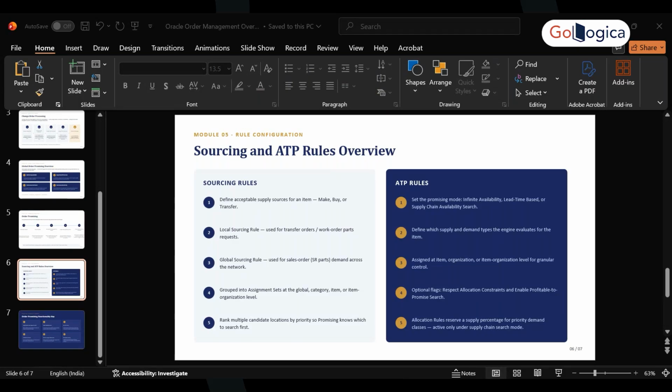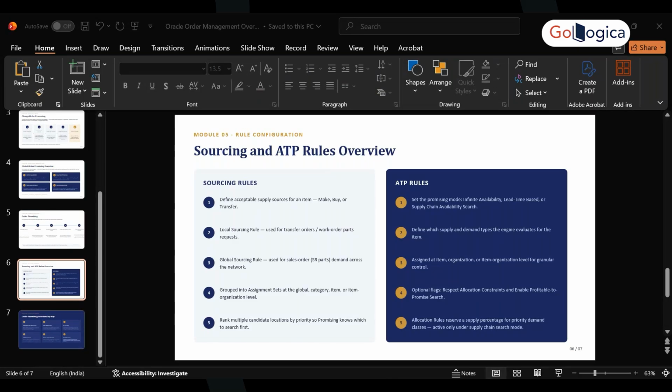And next one is the local sourcing rule. Oracle provides a local sourcing rule, which is applicable only within a specific organization. It is generally used for transfer orders, internal material requests, or work order component supply, and the sourcing decision remains limited to that particular organization. So local sourcing is mostly used for internal inventory movement rather than customer sales orders.